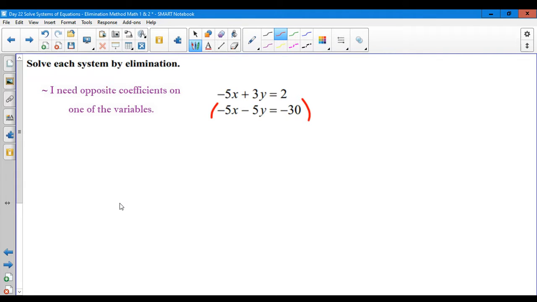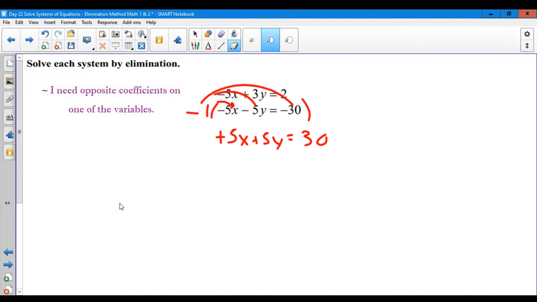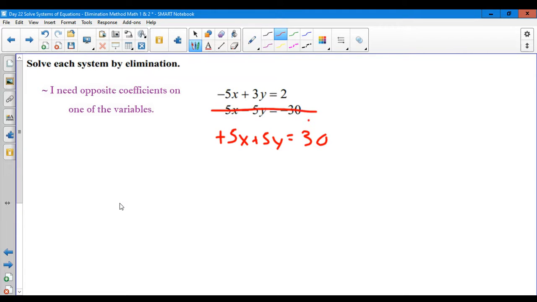and I could do the top or the bottom equation, doesn't matter, but I'm going to multiply by negative 1. When I distribute that negative 1 here, that makes that a positive 5x and a positive 5y and a positive 30. Essentially, I just wound up changing all of the signs on that bottom equation. So I changed the bottom equation to this.